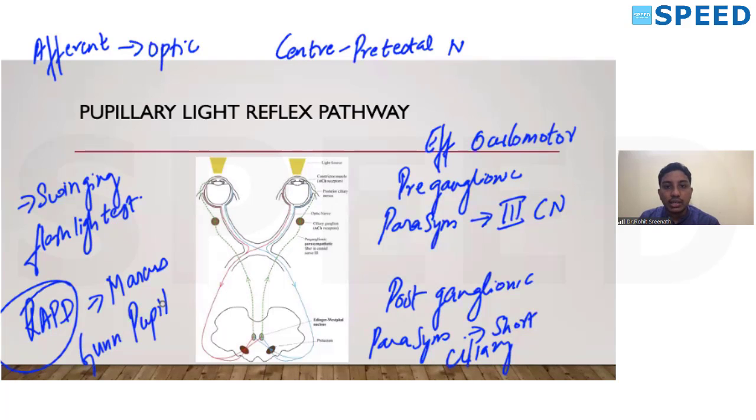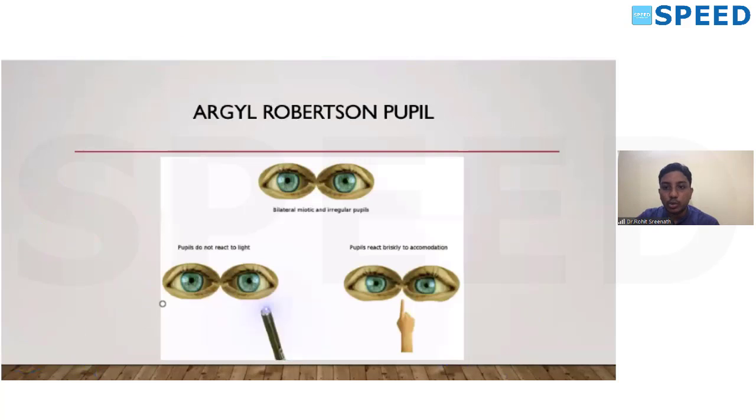So in this slide you should know about the afferent pathway, the efferent pathway, the preganglionic parasympathetic nerve fibers, and the postganglionic parasympathetic nerve fibers via the short ciliary nerve, which supply the sphincter pupillae.